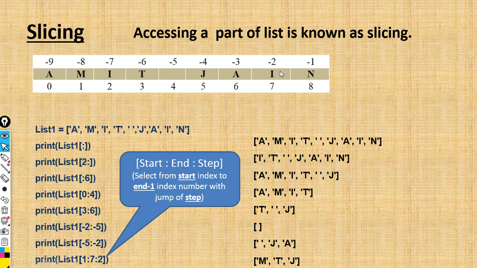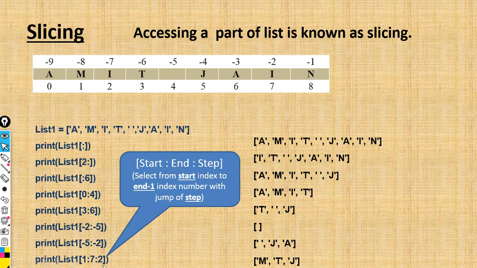If I want to print the elements of the list, 0 1 2 indexed are all elements, indexed here. I want to print from 1 to 7. That means it will select the elements from the list from index 1 to 6, from M to A.